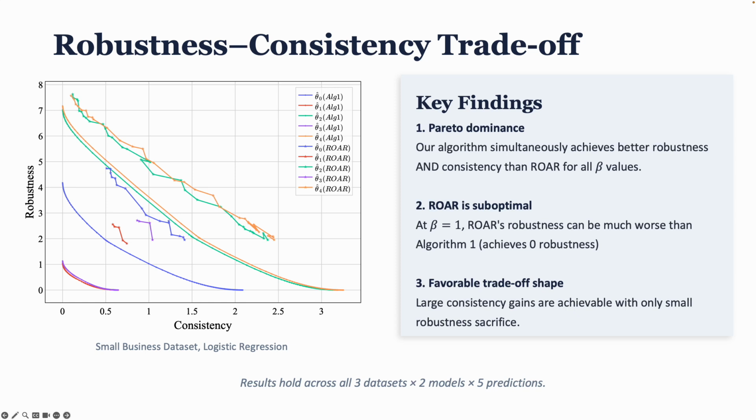Third, the trade-off shape is favorable. We can gain large consistency with only a small sacrifice in robustness. This means predictions don't need to be perfect to be useful. So these results hold across all 3 datasets and both model types and all 5 predictions that we tested.